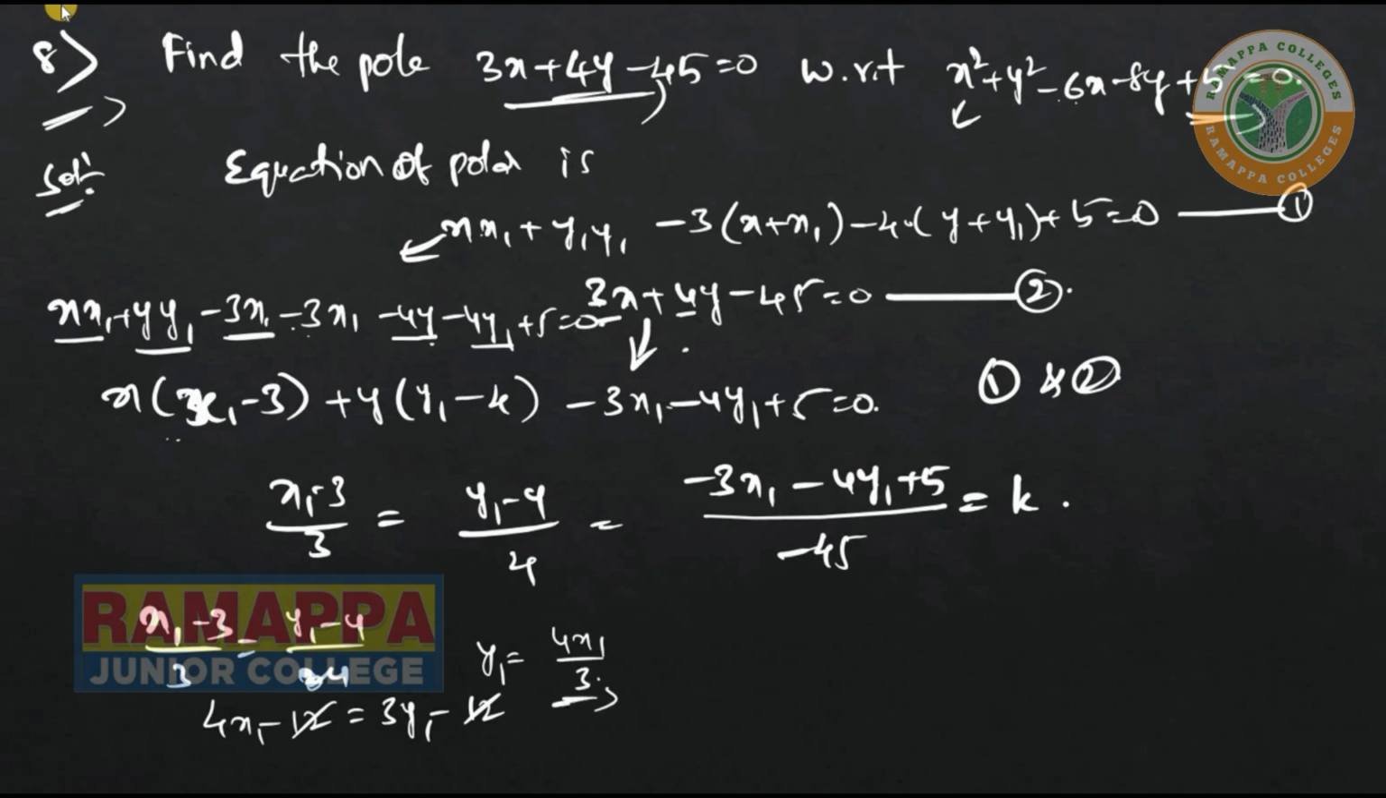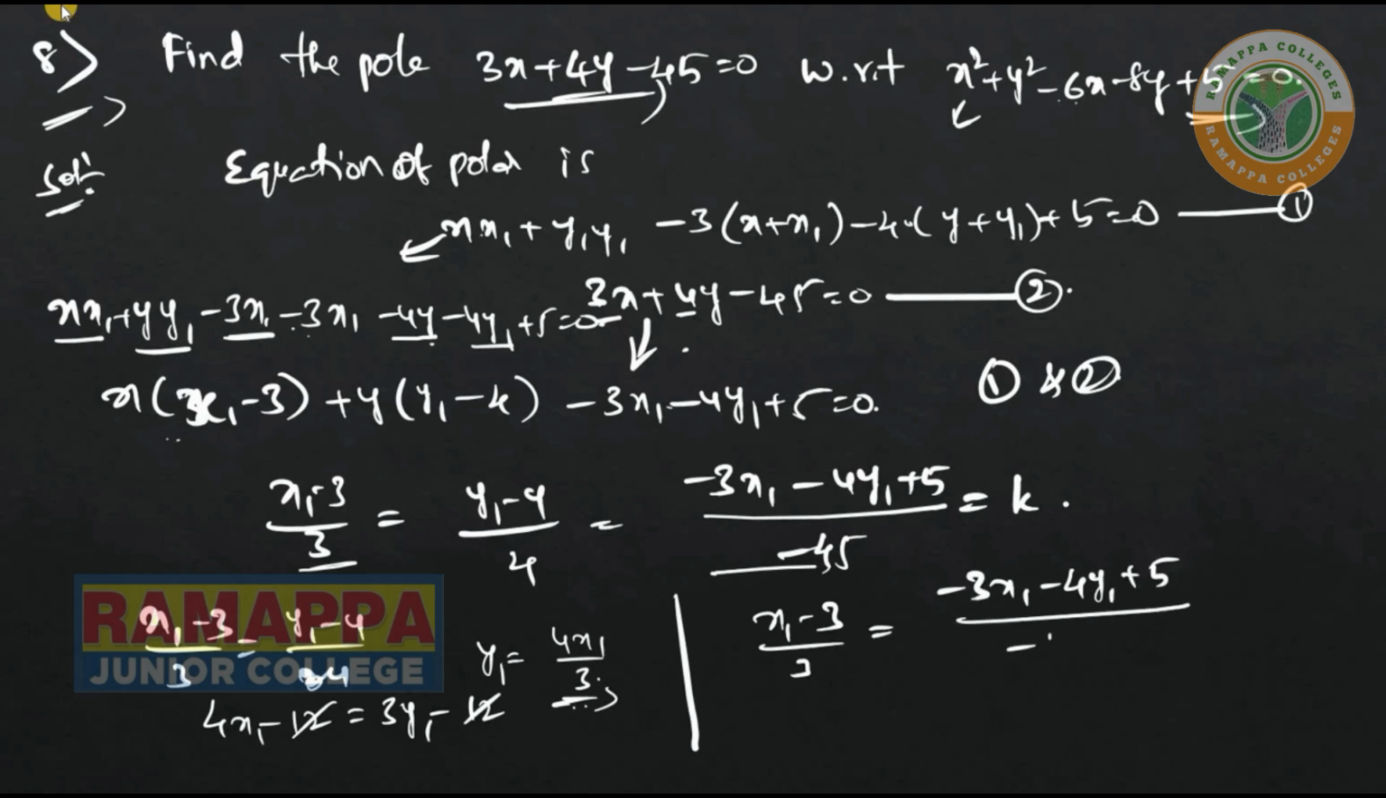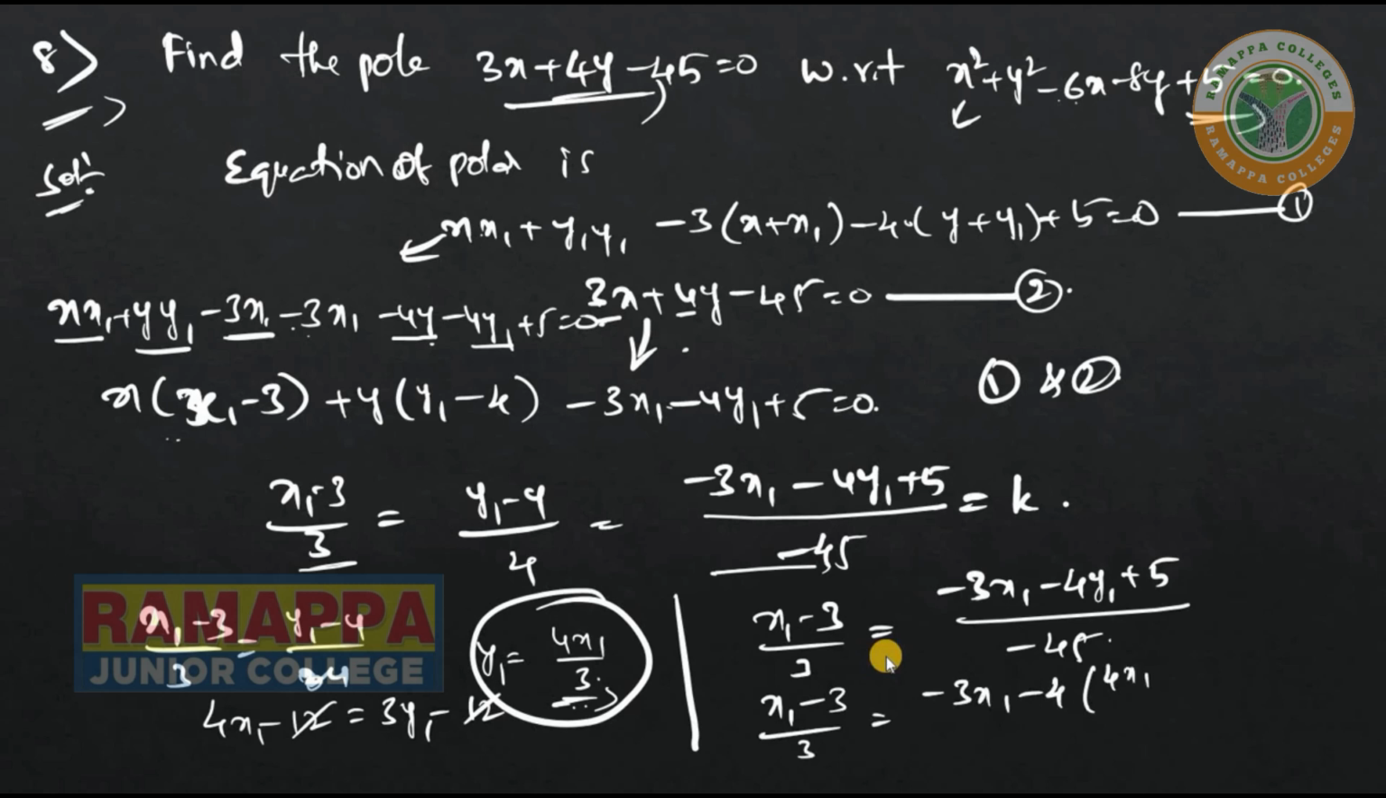So I will take this equation like this: (x1 minus 3) divided by 3 is equal to (minus 3x1 minus 4y1 plus 5) divided by minus 45. In this I will substitute the value of y1 here. So (x1 minus 3) divided by 3 is equal to (minus 3x1 plus minus 4 into 4x1 divided by 3 plus 5) by minus 45 here.